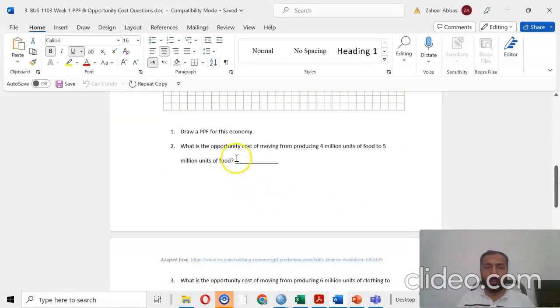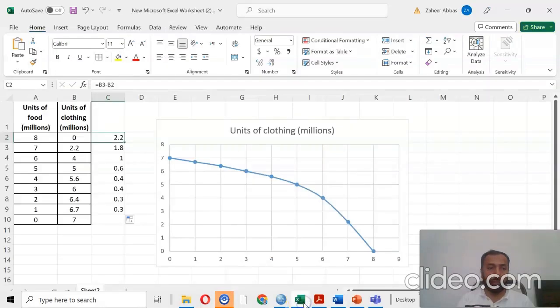Question 1 is, what is the opportunity cost of moving from 4 million units of food to 5 million units of food? So see here, from 4 million units of food to 5 million units of food, we have to give up 0.6 billion units of clothing. So we shall say that the opportunity cost of moving from 4 million units of food to 5 million units of food is 0.6 billion units of clothing.